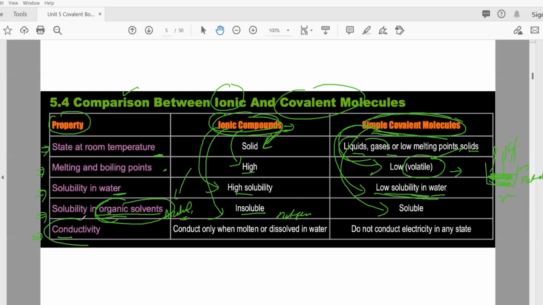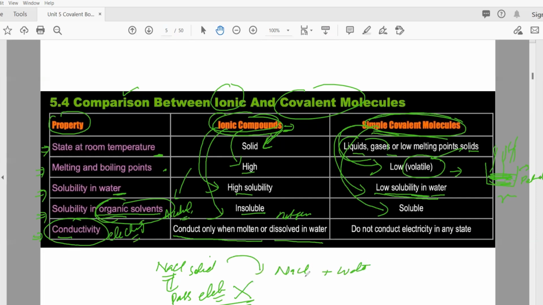Now conductivity. It means whether electricity passes through them or not. Are they good conductors of electricity or not? Ionic compounds conduct only when they are molten or dissolved in water. For example, NaCl, sodium chloride, is in which form now? Solid. If I want to pass electricity through this, no electricity will pass because it is solid. But if I mix the same NaCl with water and now it is a solution, then if I pass electricity through it, it will pass easily.